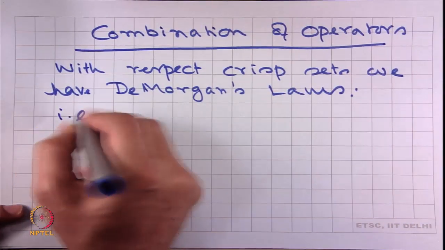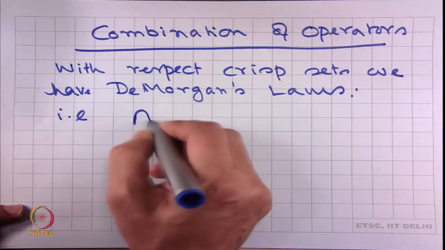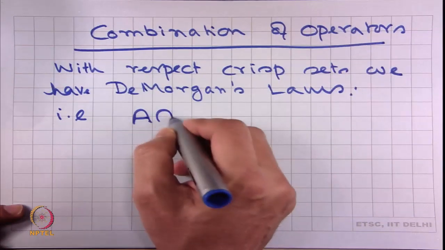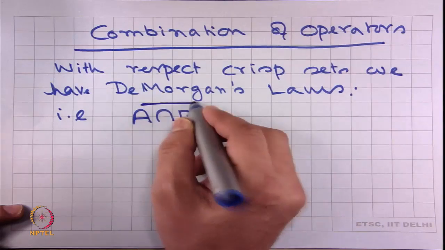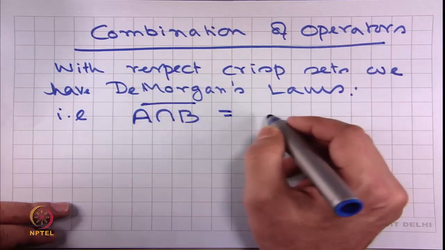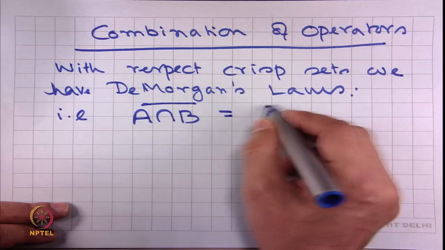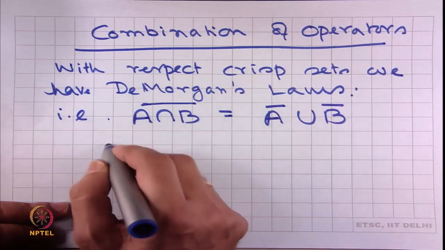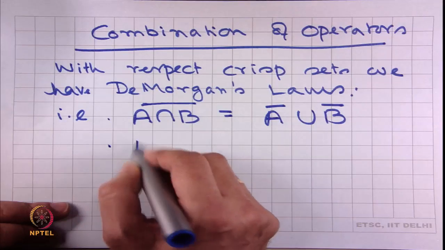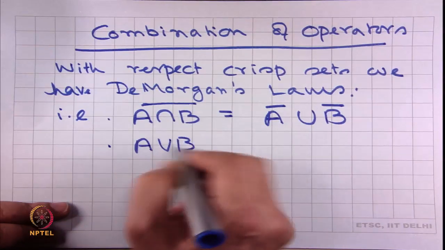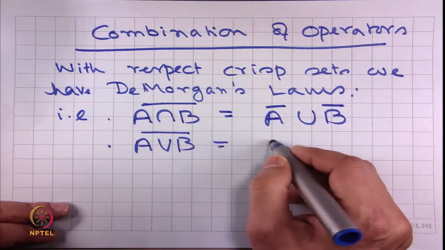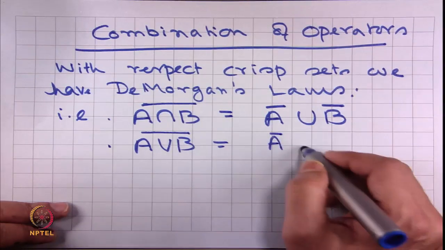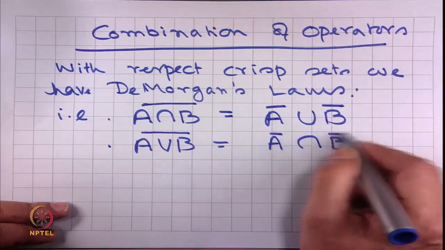That is, (A intersection B) complement is equal to A complement union B complement, and (A union B) complement is equal to A complement intersection B complement.